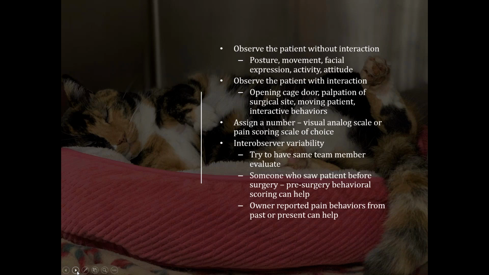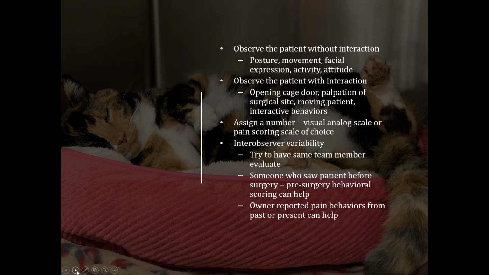And then you actually need to touch the patient. So you've got to open the cage door, palpate their surgical site, palpate wherever it is that you expect them to be painful and see what their response is. And their interactive behaviors. This is the tricky one because you kind of have to flavor it with how interactive they are normally with people they don't know. But try and evaluate that. And then assign a number.